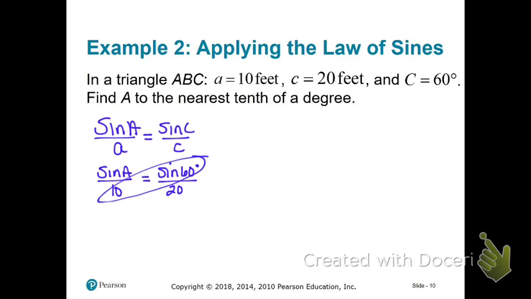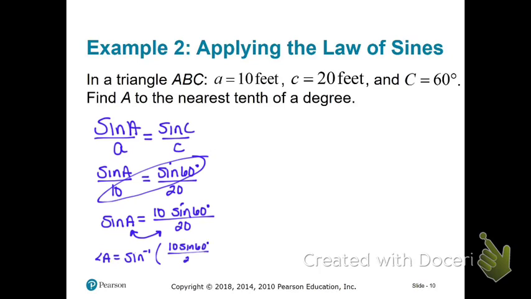Now be careful on this one, because when you go to do this one, you're going to end up with sine of A, aren't you? So sine of A is equal to 10 sine of 60 degrees over 20. But how am I going to get A by itself? Very good. We're going to do the inverse because we want A by itself. So we're going to switch our input and output. So to find angle A, we're going to take the inverse sine of 10 sine of 60 degrees over 20.